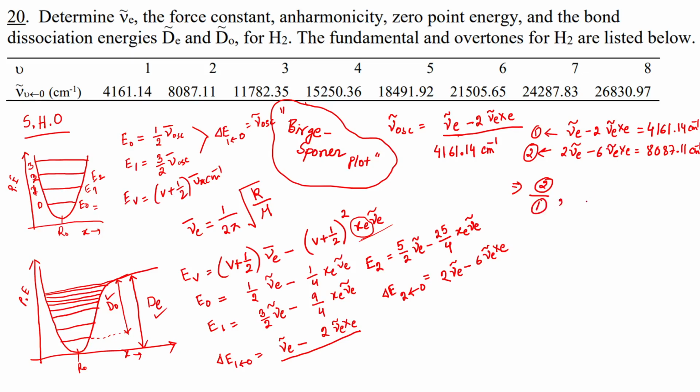That we can take 2 by 1, and what we will get is we'll get rid of nu e. So we will get 2 minus 3 Xe divided by 2 minus 6 Xe, and with the calculator the ratio is 1.94. So this leads to Xe equal to 0.028.